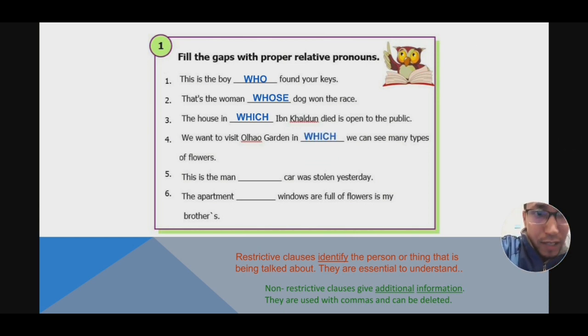Next, we want to visit Abouhou garden, in which we can see many types of flowers. Abouhou gardens are in Agadir. They are built by the Portuguese, and Abouhou is a city in Portugal. They have done a twinship between Abouhou city in Portugal and Agadir city in Morocco. So Abouhou is a beautiful garden in Agadir, with a few flowers and a bridge in the middle. We want to visit Abouhou garden, in which we can see many types of flowers.